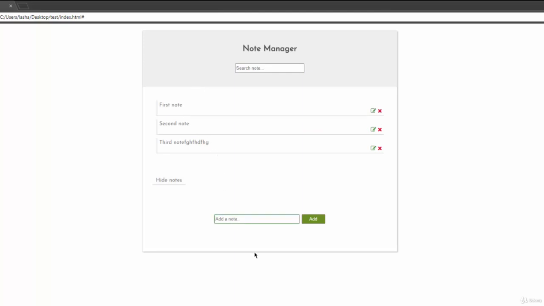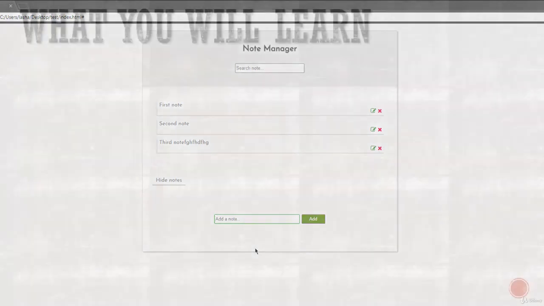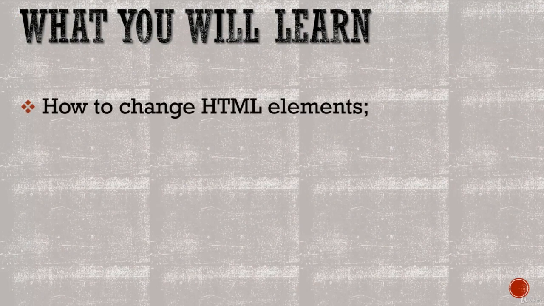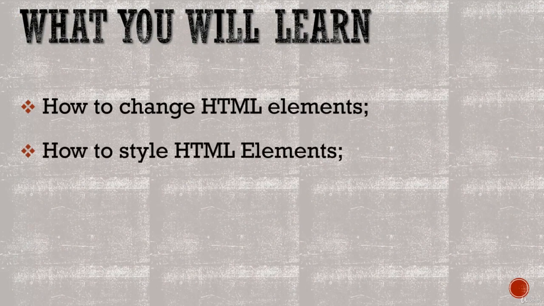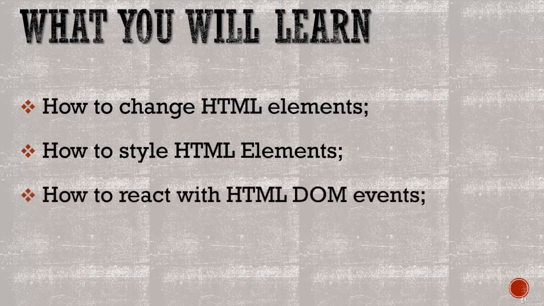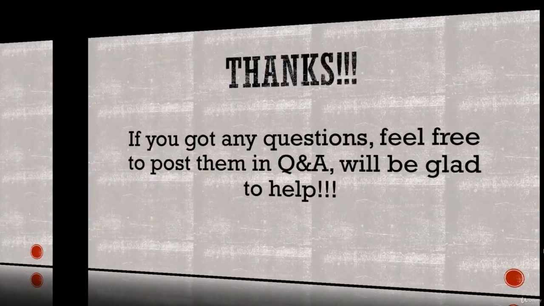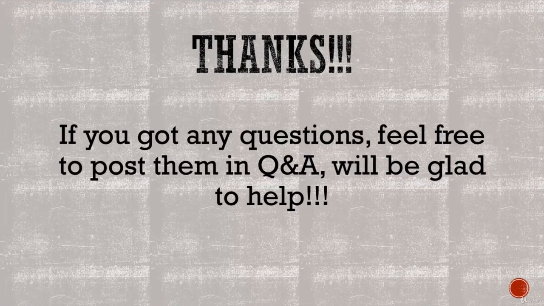During the lectures, we will use this project in order to test and learn a lot of things regarding DOM. So throughout this section, you will learn how to change the content of HTML elements, how to change the style of them. DOM allows you to change the CSS styles for elements. Then you will learn how to react to HTML DOM events, and also how to add and delete HTML elements. Alright, it was a little introduction regarding what a document object model is.